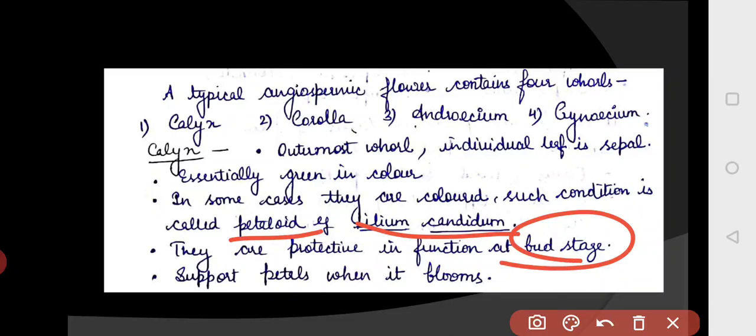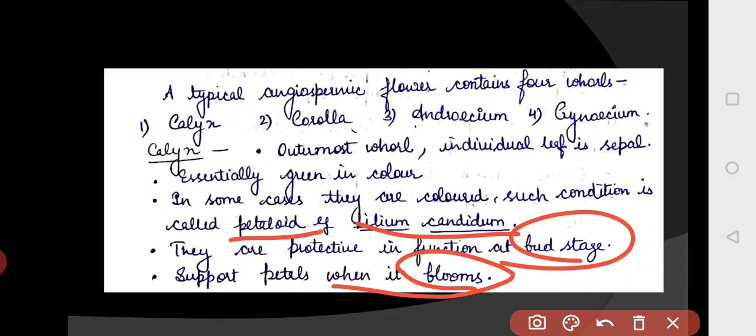Then it supports the petals when it blooms. When the petals bloom, the calyx supports the petals. It also prevents transpiration from the inner parts of the flower.